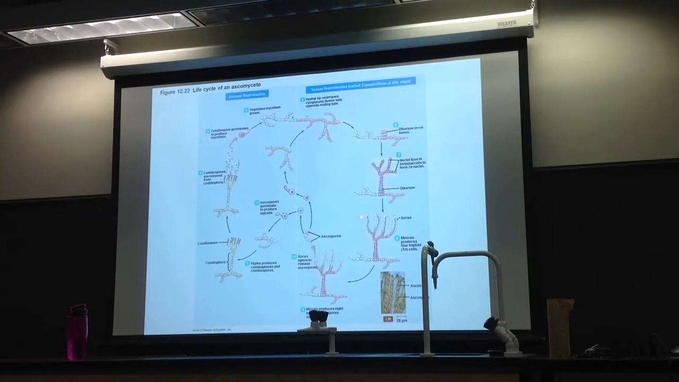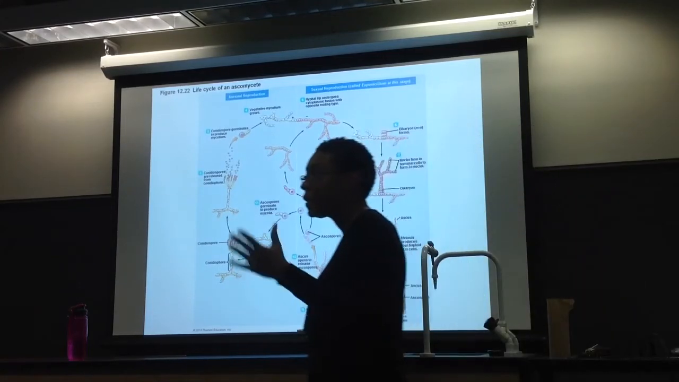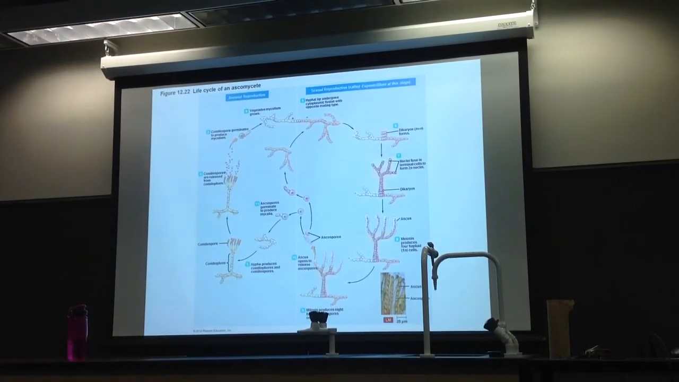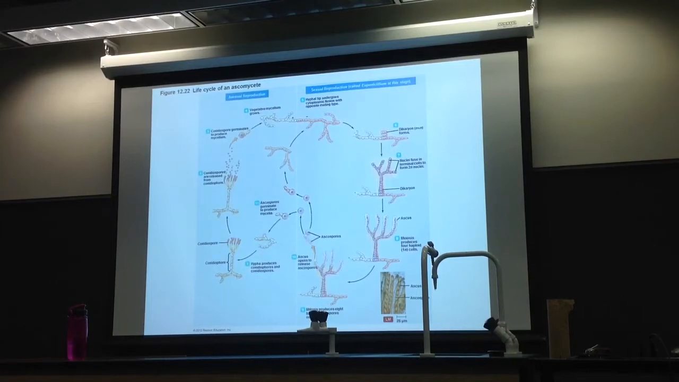See these sacs? Those sacs are called asci, okay? One is ascus. See that? Ascus is one, but more than one is asci. This is why they're called ascomycota. Makes sense? Because when they do sexual reproduction, they make asci. Now inside those asci, they make what? Ascospores. So inside the asci are the ascospores.